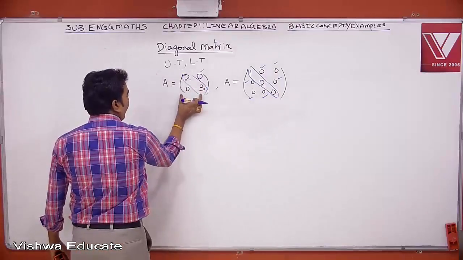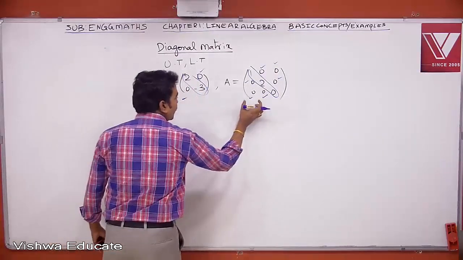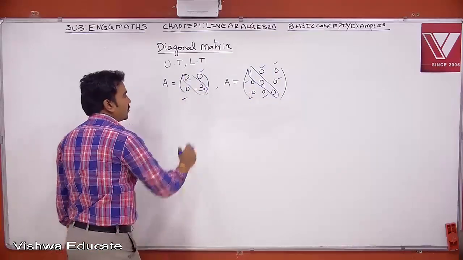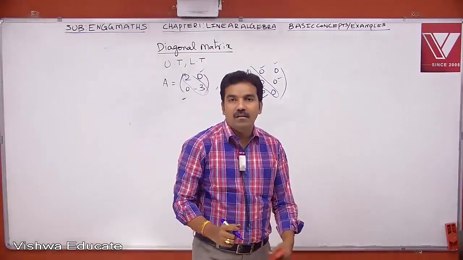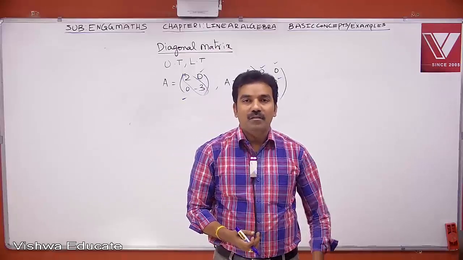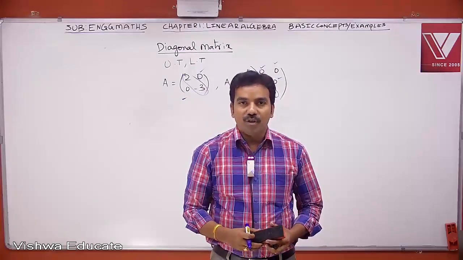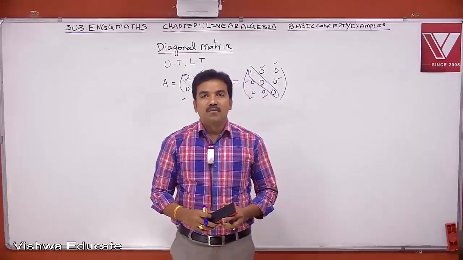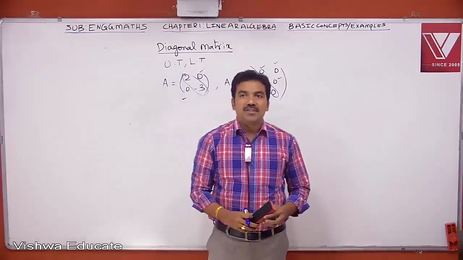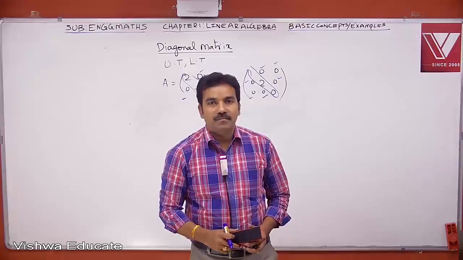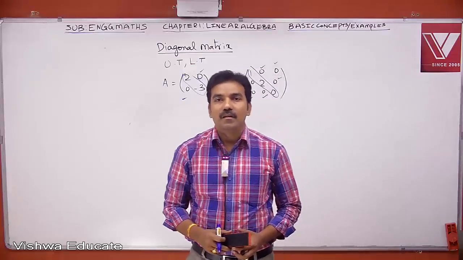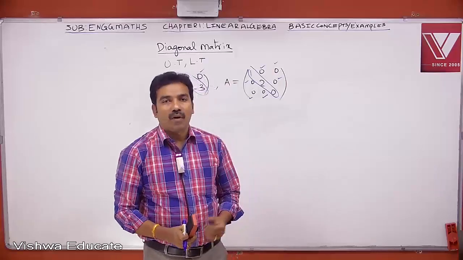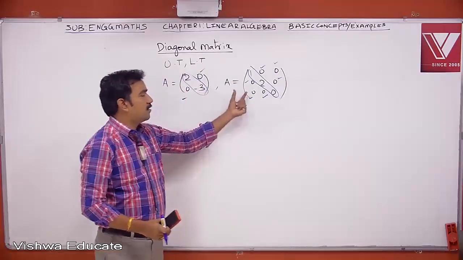So, it is both upper triangular and lower triangular. The same case repeats even for the second example also. So, both are diagonal matrices. A square matrix which is both UT and LT is called a diagonal matrix. Write these two examples, this and this.